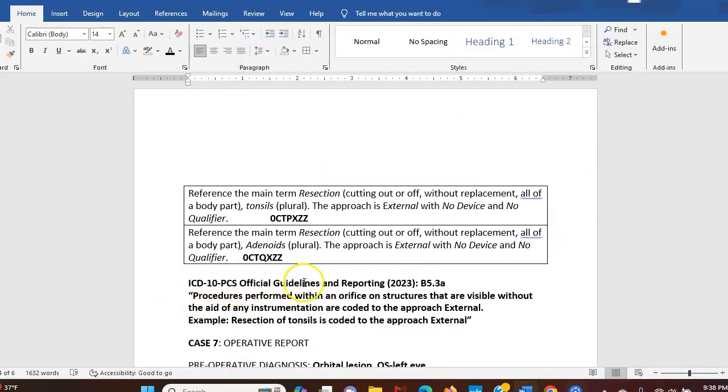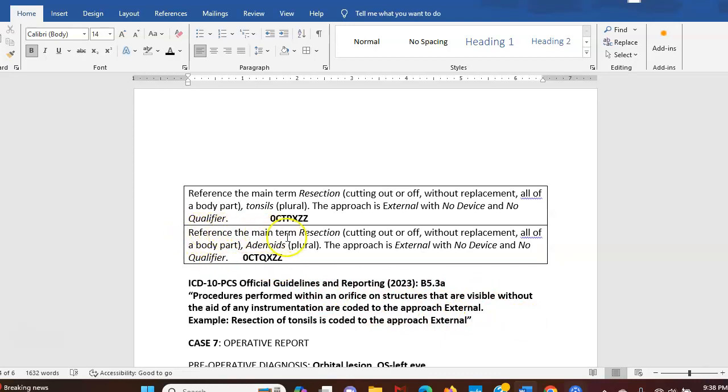And like I said, this guideline here, B5.3A, says procedures performed within an orifice on structures that are visible without the aid of any instrumentation are coded to the approach external. And then it gives us the example: resection of tonsils is coded to the approach external. So that's why we use external, even though it seems like maybe it should be something else like open or via natural or artificial opening. That's what I would have guessed, but it's external because of this rule right here.